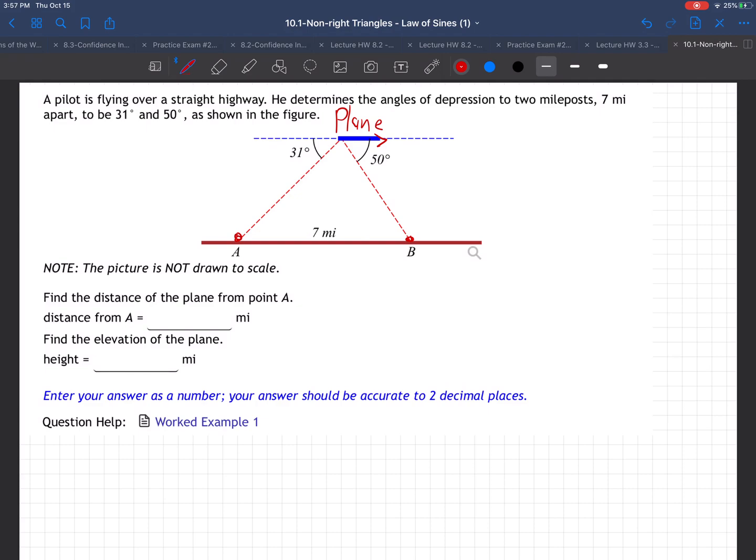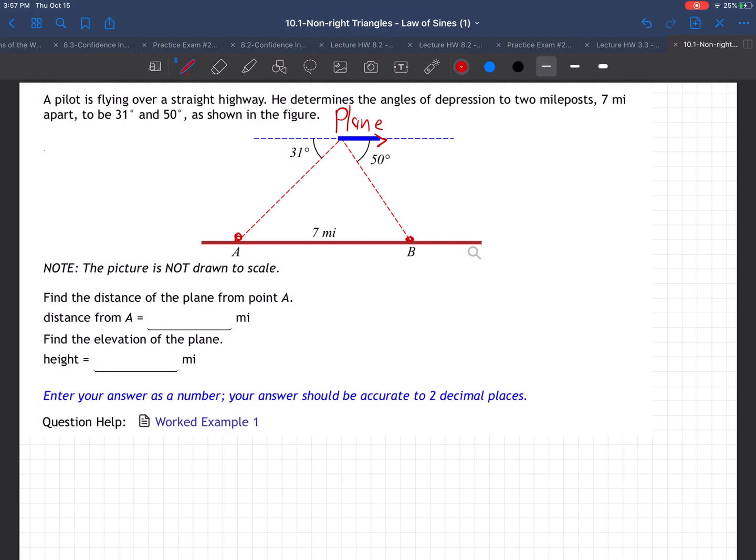Well, using this information, they want us to find two things. Find the distance from the plane to point A, meaning how far is that? What is that? How far is that? So, how are we going to do that? Well, this is not a right triangle, right? There's not a 90-degree angle.